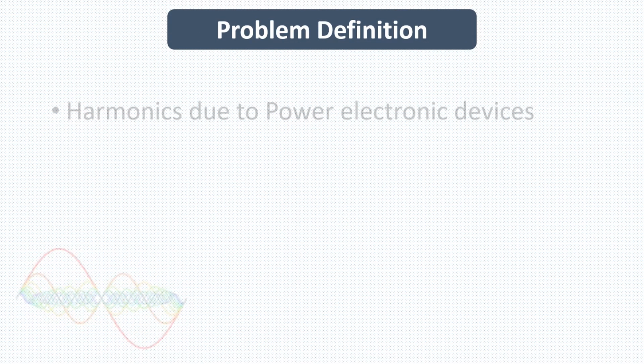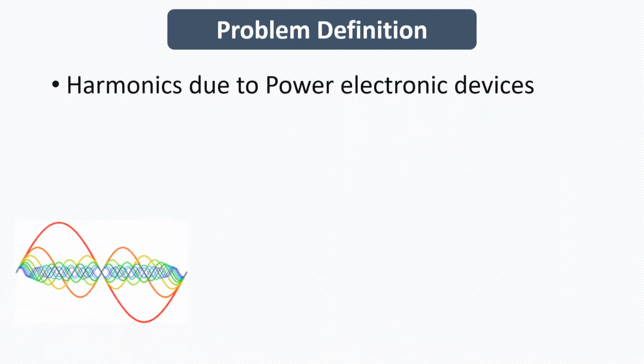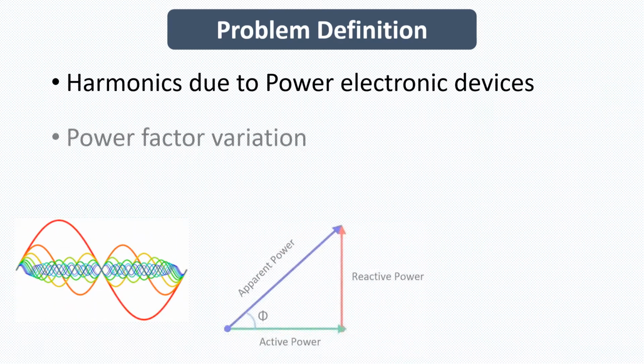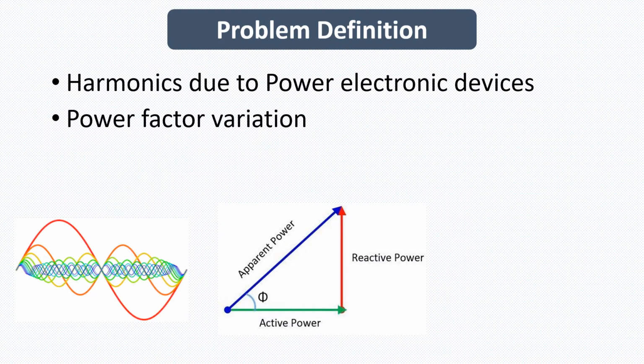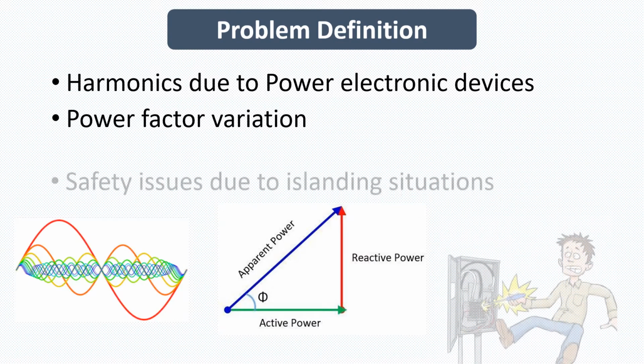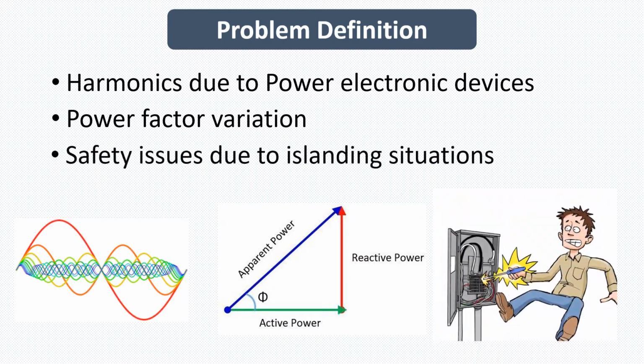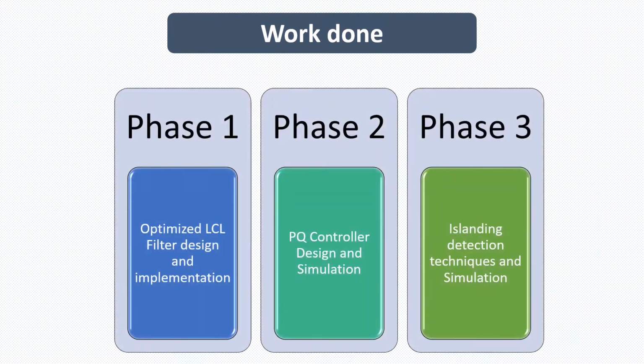The main problems due to distributed generation like solar systems are harmonics due to power electronic switching devices, power factor variations caused because of improper active and reactive power generation, and safety issues during an islanding condition. In this project we tried to address these issues by developing an open-source solar inverter which consists of these grid-friendly features. First, let's explore phase 1 of the project.